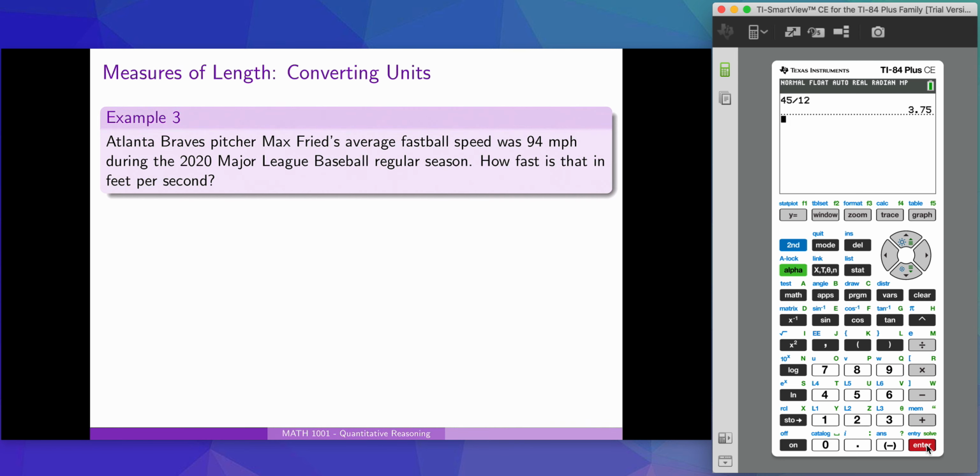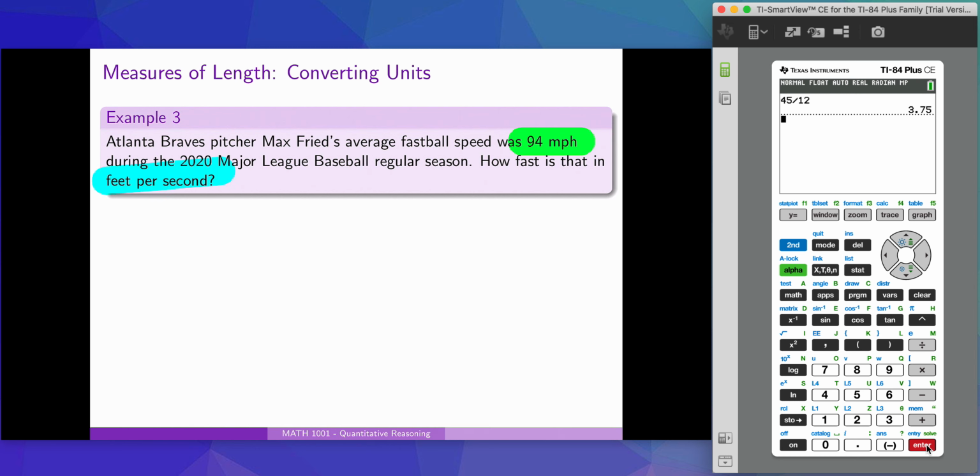Okay, so let's do another one. So this one, Atlanta Braves pitcher Max Fried, his average fastball speed during the 2020 season was 94 miles per hour. So that's important, 94 miles per hour. How fast is that in feet per second? So we're trying to get feet per second.